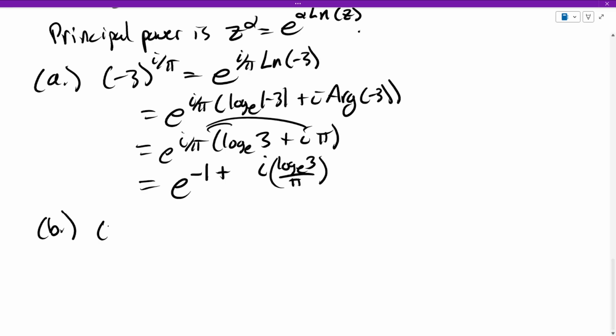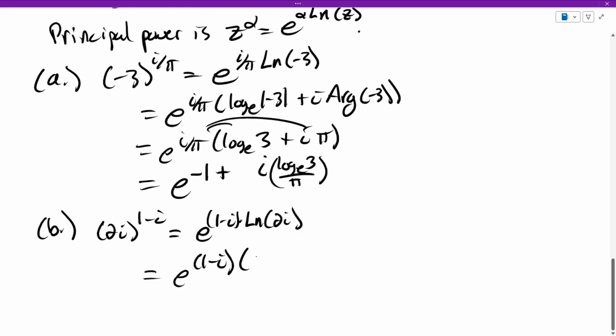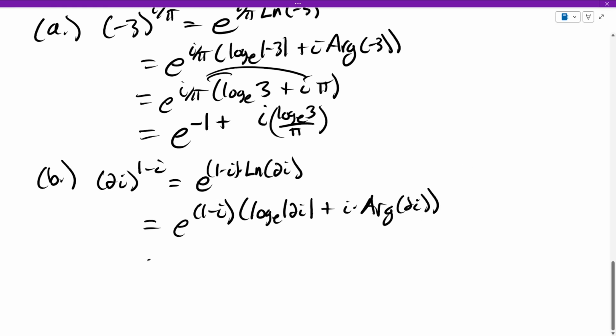All right, the next example we're going to do is 2i to the 1 minus i, which again is e to the 1 minus i, parentheses, be careful with parentheses, principal log of 2i. And so what is that? That's e to the 1 minus i times log base e of the modulus of 2i plus i times the principal argument of 2i. And that's e to the 1 minus i. The modulus of 2i is 2, so that's log base e of 2 plus i. The principal argument of 2i is pi halves.